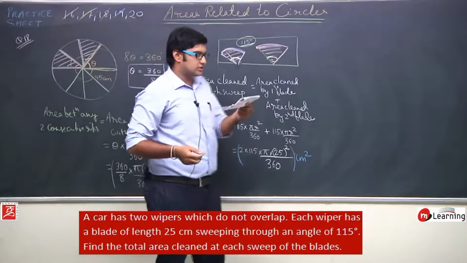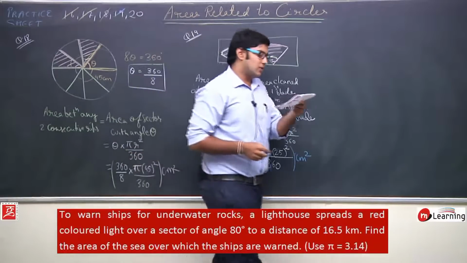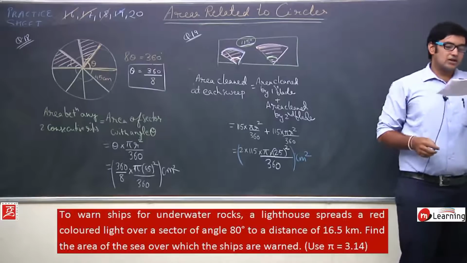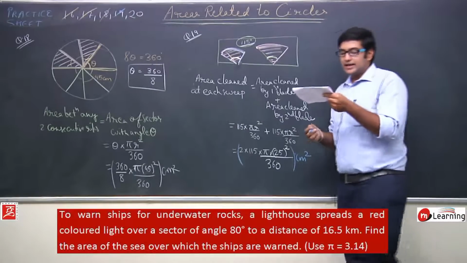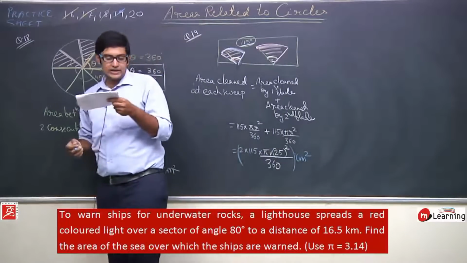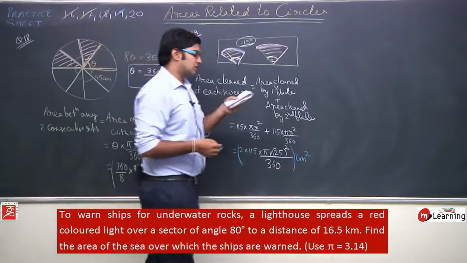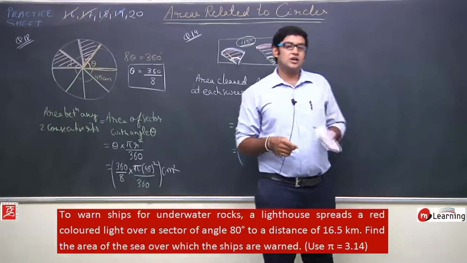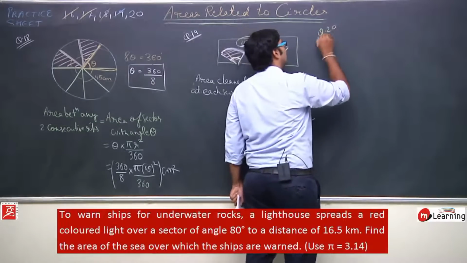Now, 20th question. Question number 20 says to warn ships for underwater rocks, a lighthouse spreads a colored light over a sector of 80 degrees to a distance of 16.5 kilometers. Find the area of the sea over which ships are warned. So, what it says is question number 20.